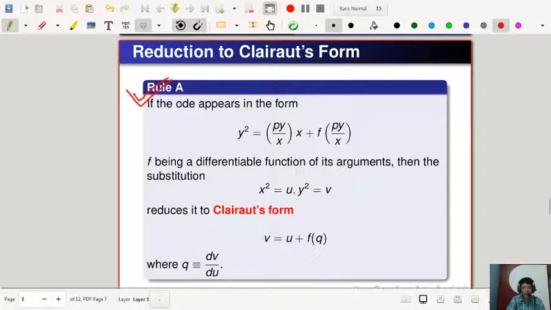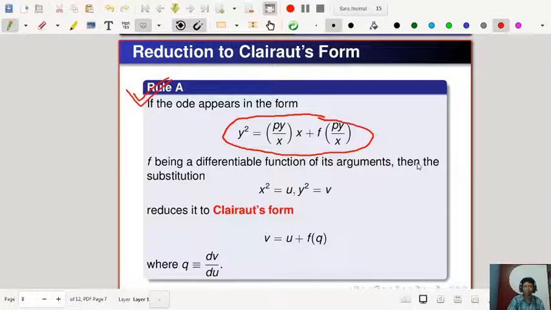This is your rule A. If you can transform the ODE into this form, that is what people were asking for so many years: what is the rule? So there are some rules, but that is not a general rule, it's an empirical rule for a few ODEs.